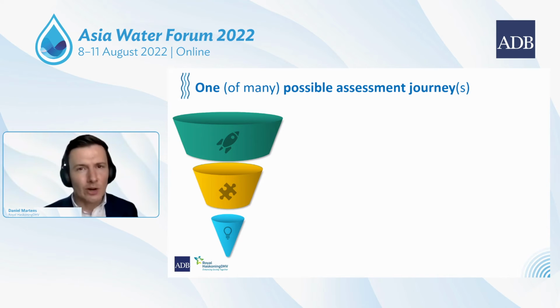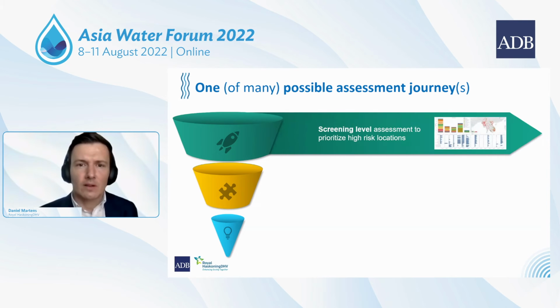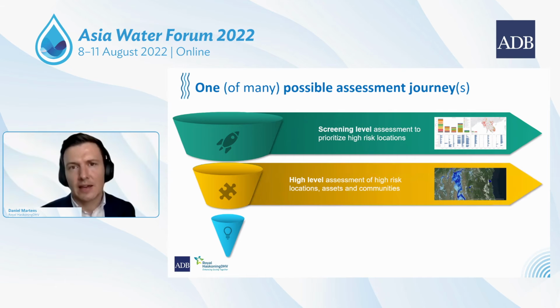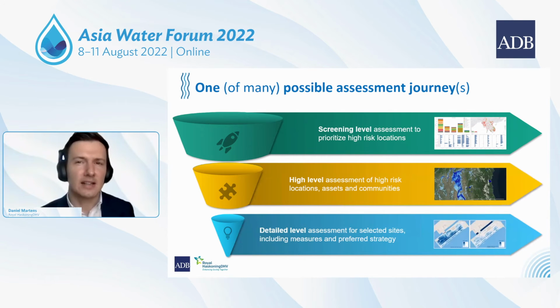While there may be more than one approach, in this example I have illustrated here, our most common three-layer approach starts where we go from a screening level assessment to prioritize high-risk locations to a high-level assessment, and eventually to a detailed or more site-specific assessment. So in the next few slides, I will give a brief example of an application at each level before closing off with how this all fits in our overall climate resilience journey.